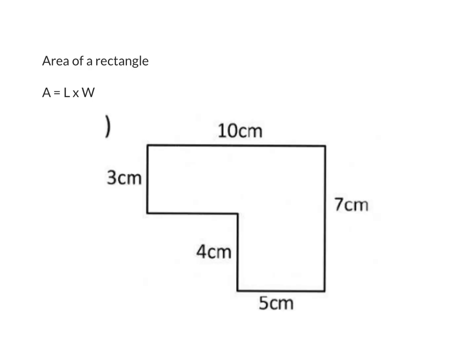Looking here at our first shape, we can quickly identify that we do not have a rectangle. However, we can use our rectangle formula to find the area. I'm simply going to divide this shape, and now I have one rectangle and I have two rectangles.